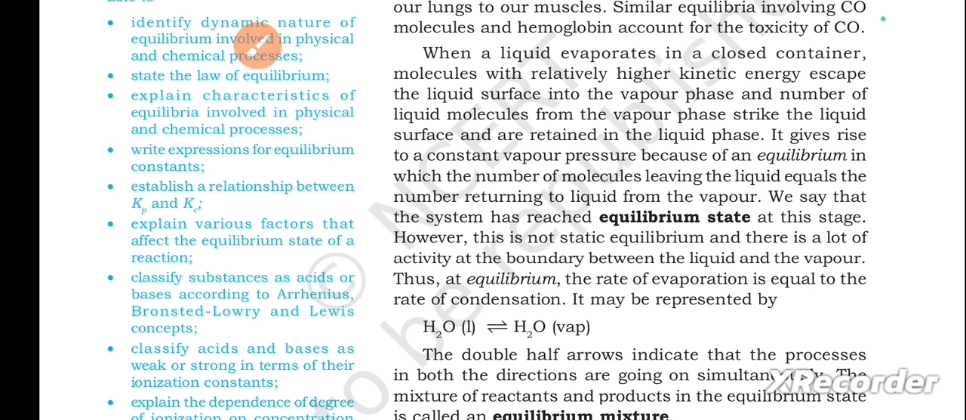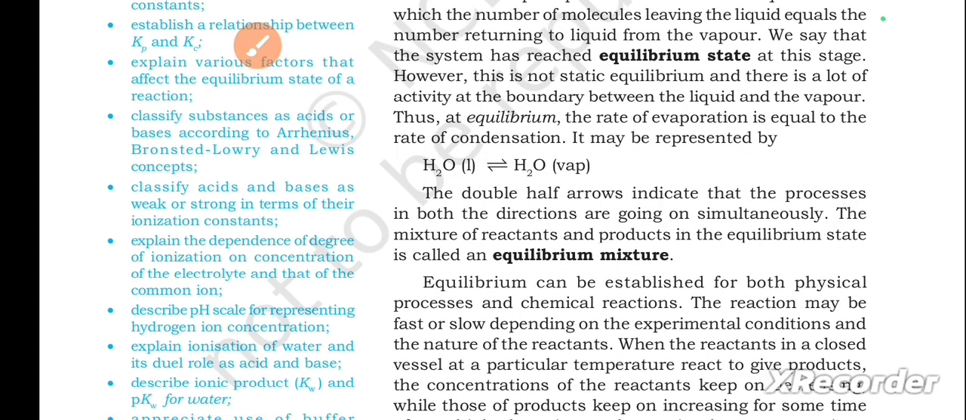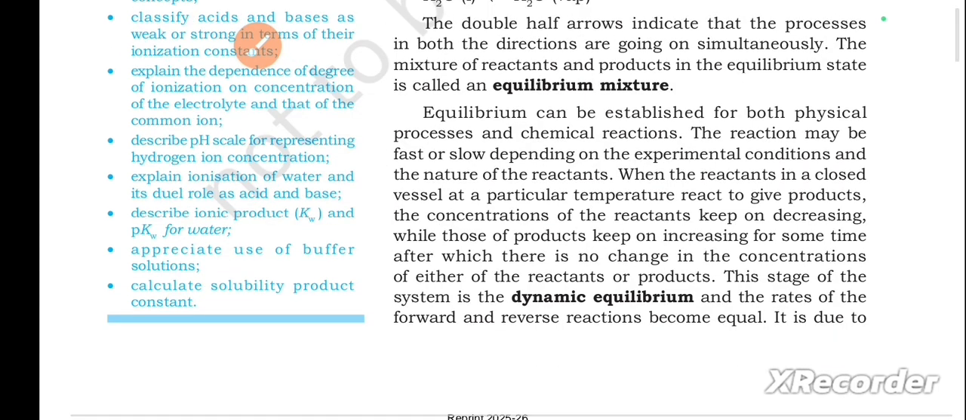However, this is not static equilibrium and there is a lot of activity at the boundary between the liquid and the vapor. Thus, at equilibrium, the rate of evaporation is equal to the rate of condensation. It may be represented by H2O in liquid phase, a reversible reaction to H2O in vapor phase. The double half arrows indicate that the processes in both directions are going on simultaneously. The mixture of reactants and products in the equilibrium state is called an equilibrium mixture.